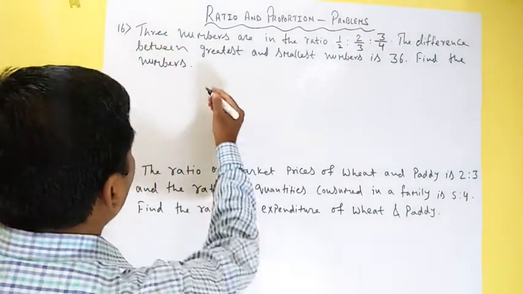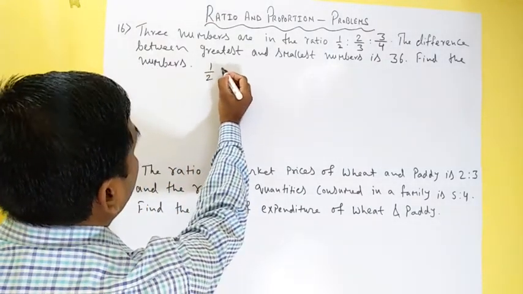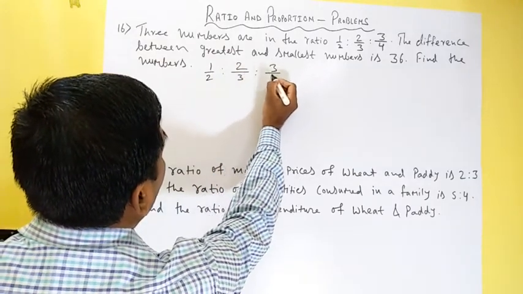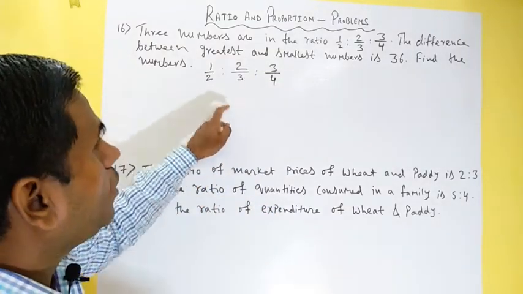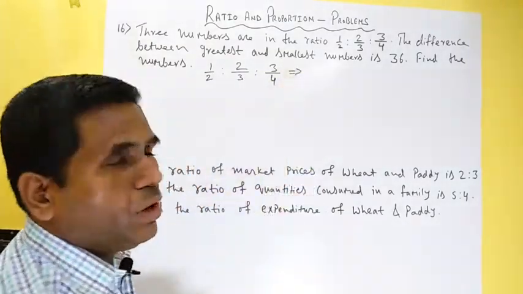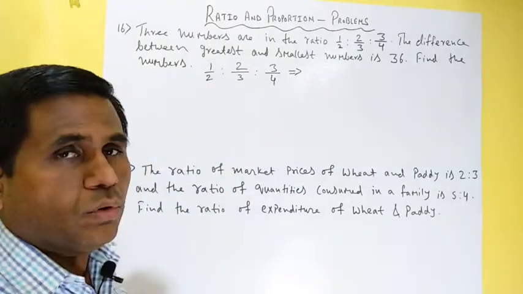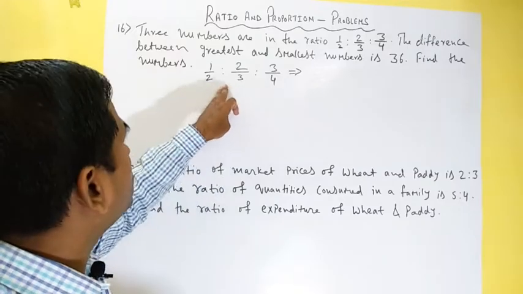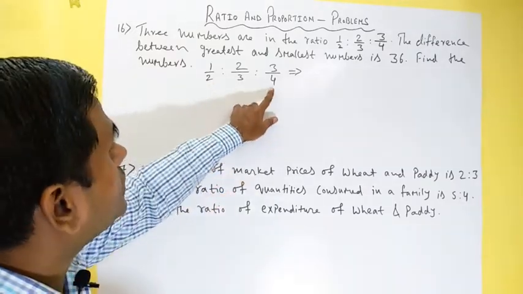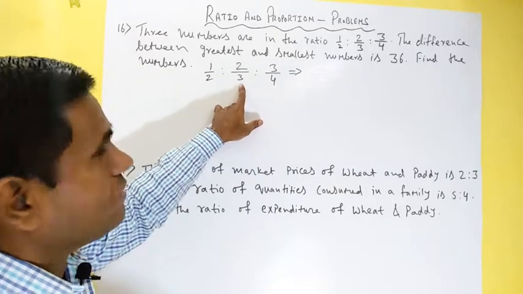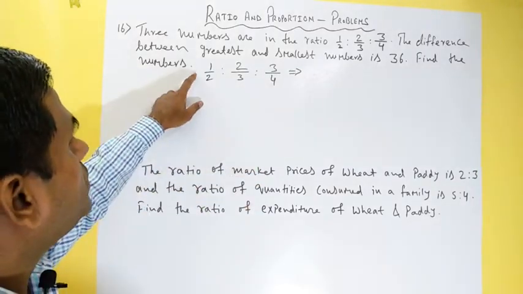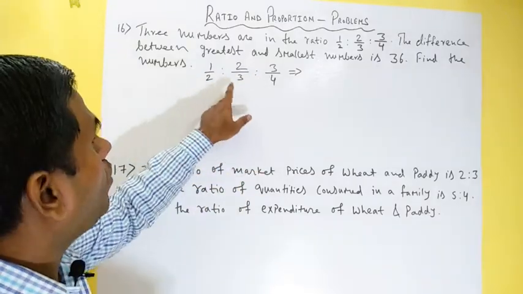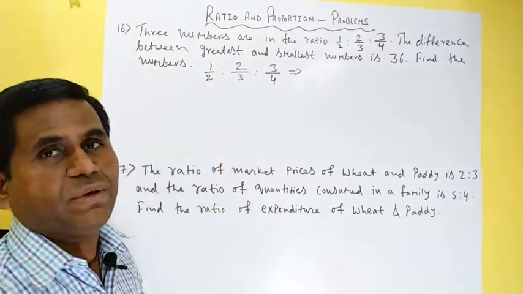So first, we have the ratios in 1 by 2, 2 by 3 and 3 by 4 form. This is a fractional form, so let us convert this into whole numbers. To do that, we can quickly take the LCM of these denominators 2, 3 and 4. The LCM will be 12, right? So I'll multiply 12 to each one of them. If we multiply all the numbers by the same number, the ratio will still remain the same.